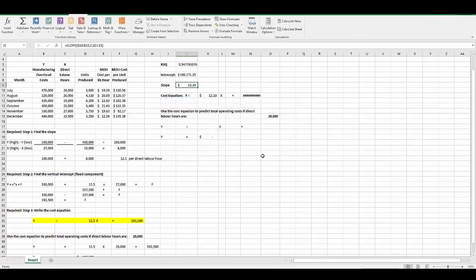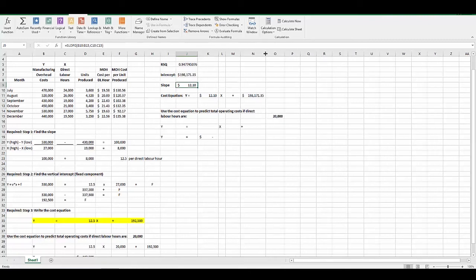Okay, so the slope, or your variable cost, is $12.10 per hour, and again that's very close to $12.50, what we calculated using the high-low method. So when you do this, they will be different, but it won't be drastically different. Like this wouldn't be $20 an hour and this would be $12.50. So you can see they're all within range. It's just a higher degree of accuracy.